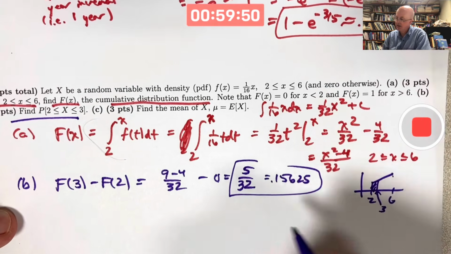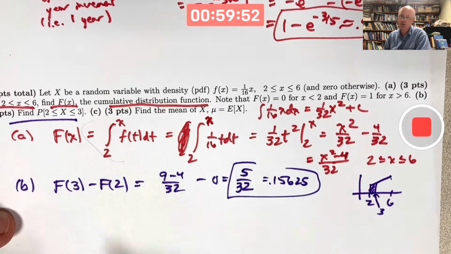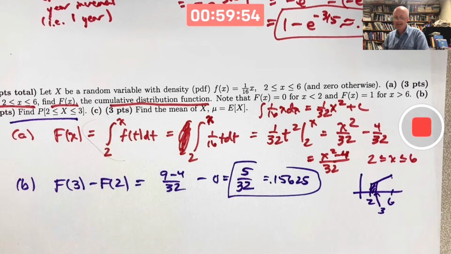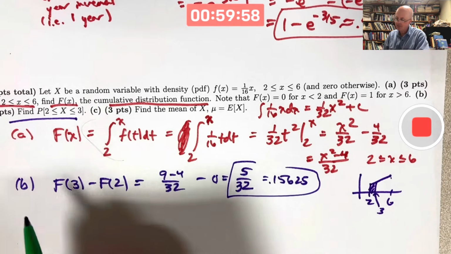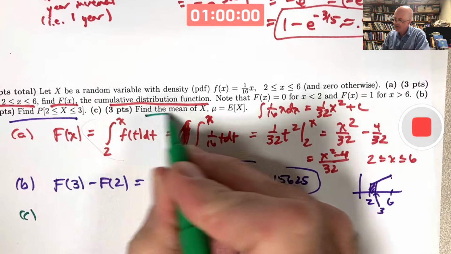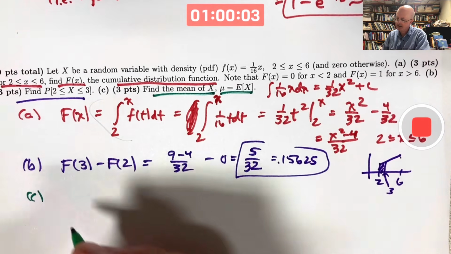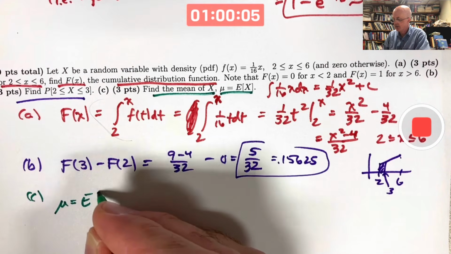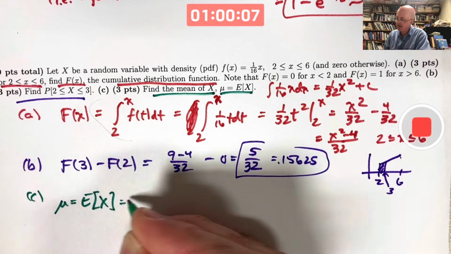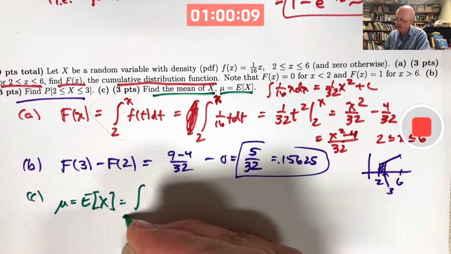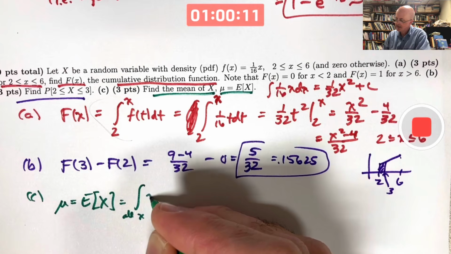And you may want to check that the integral of this from 2 to 6 is 1, that it truly is a probability density function for a continuous random variable. Last thing to do, find the mean of x. Mu equals the expected value of x. And with continuous random variables, that means we need to integrate instead of sum. We're going to integrate over all x times the PDF.